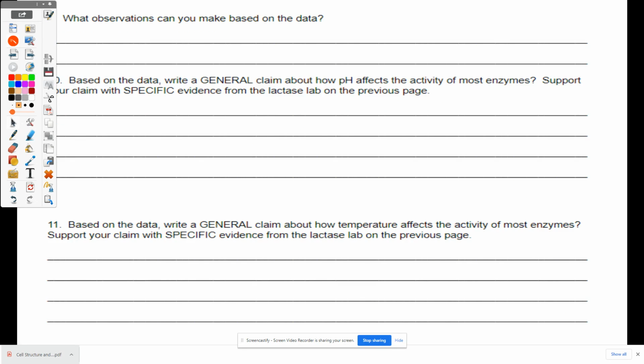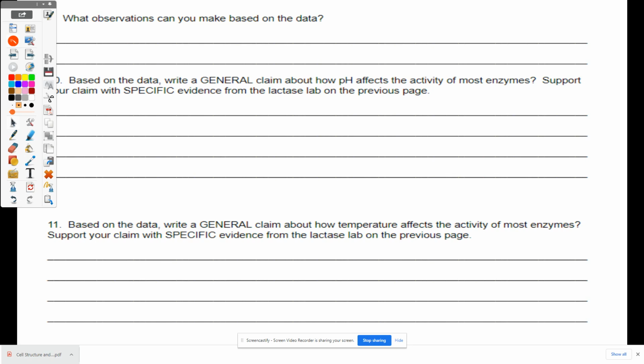So for question number 11, based on the data, write a general claim about how temperature affects the activity of most enzymes. Enzymes have an optimal temperature range. Outside of that range, we see a decrease in activity.